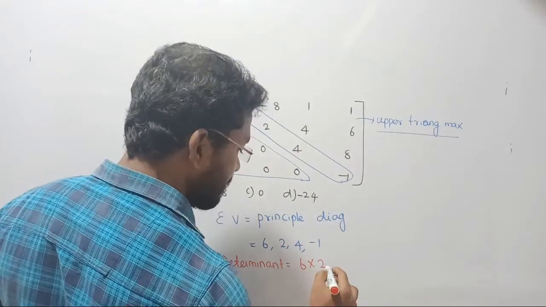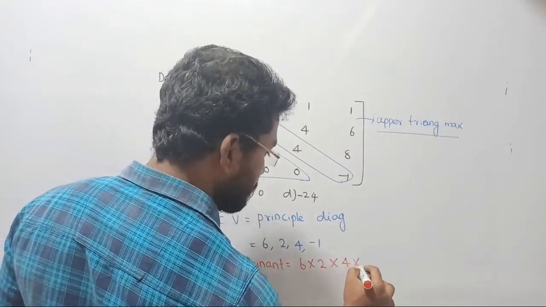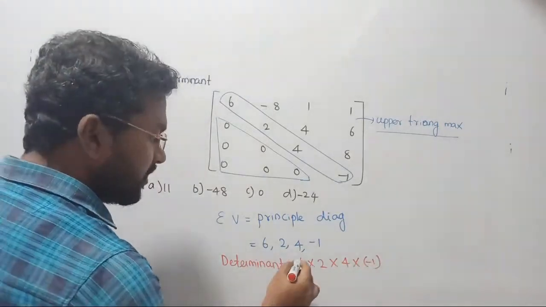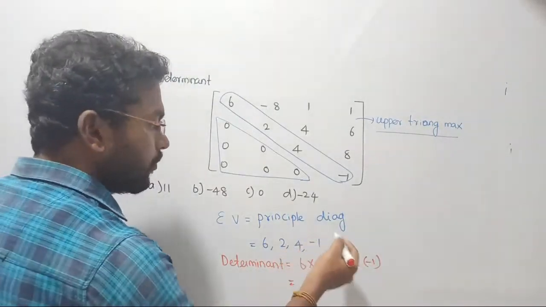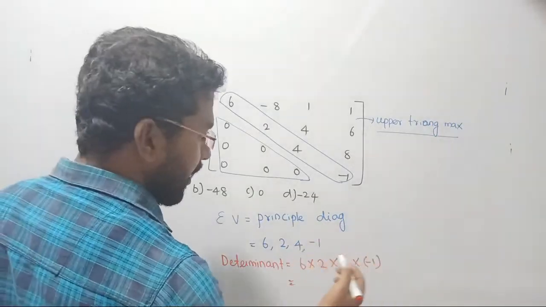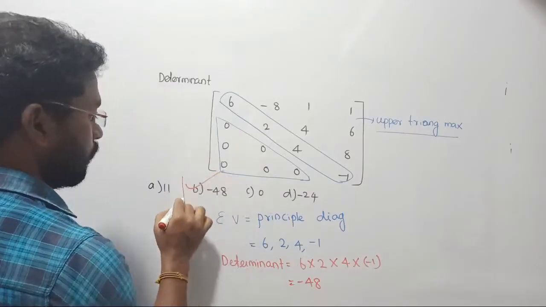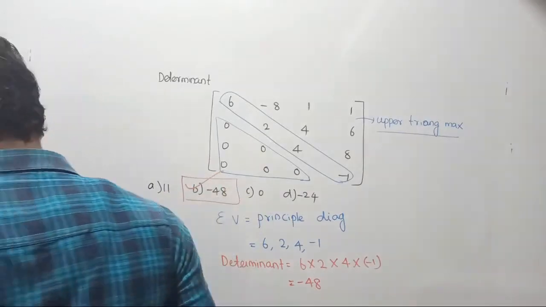It is 6 cross 2 cross 4 cross minus 1. Anyway, what will be the answer? 6 times 2 will be 12. 12 times 4 will be 48. But 48 into minus 1 will give you minus 48. So the correct answer for this question is minus 48.